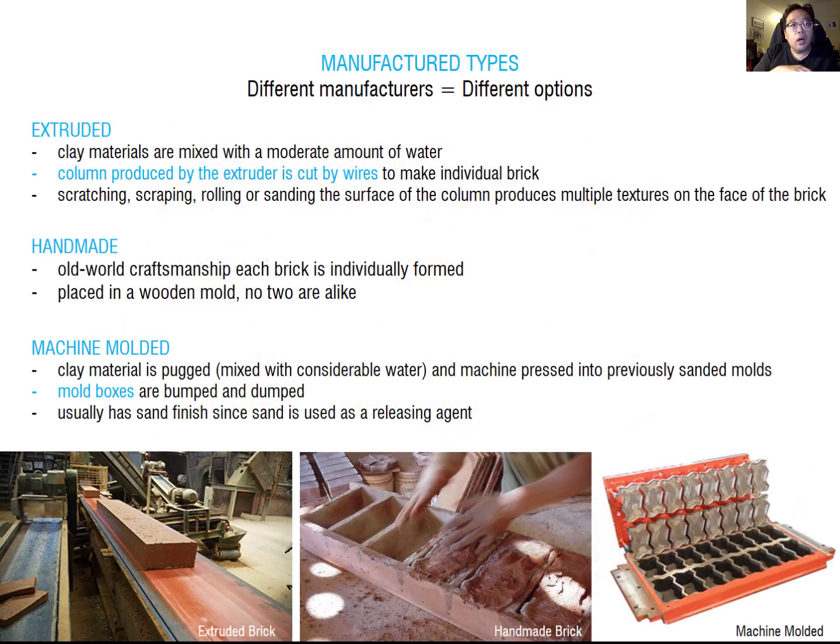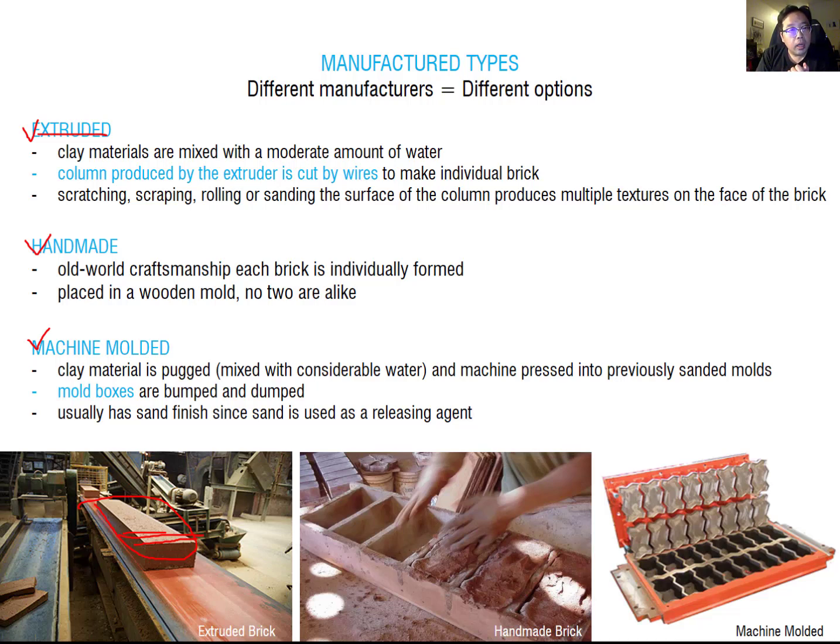So next one, manufacturer type. Brick has three major manufacturer types, which are extruded, handmade, and machine mold. The extruded is the most typical type. So you can see the brick column here. This is an unfired brick column, and before firing, it is simply cut by wire, using a wire cutting machine, cutting out this column. After the brick column is extruded out, it is cut to make this modular size.